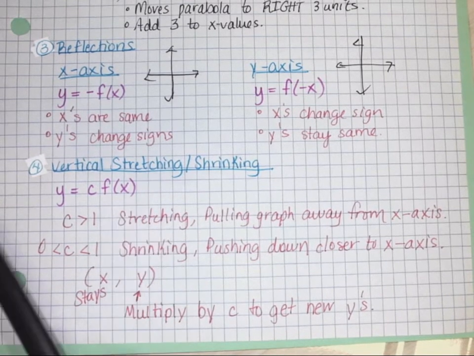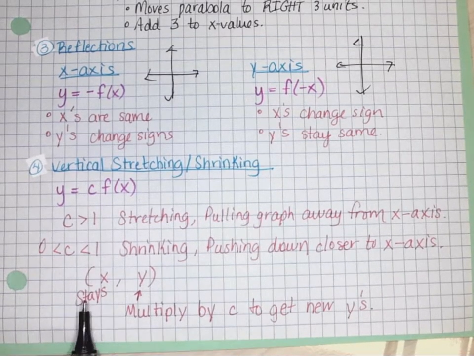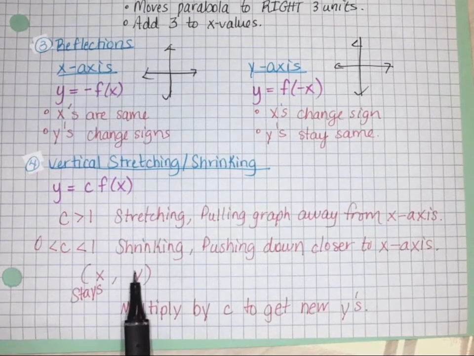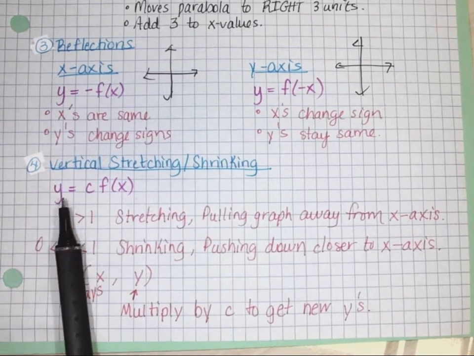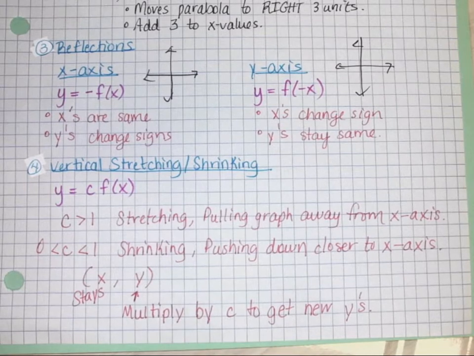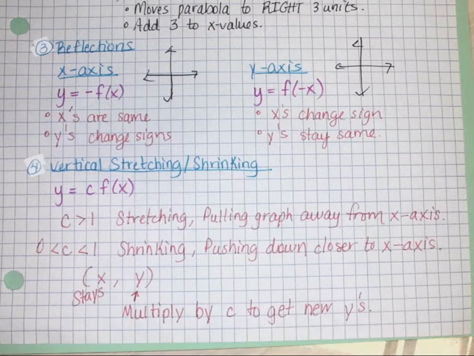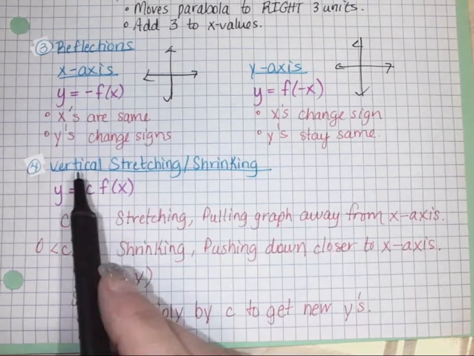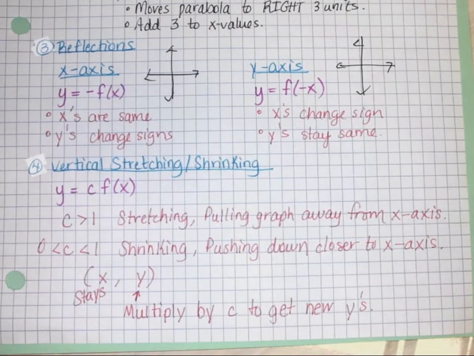In this case, since this is a vertical stretch or shrink, your x is going to stay the same, but you multiply your y coordinates by that number to get your new y's. So if this is 1/2, I'm going to multiply my y's by 1/2, or take half of them. If this number is 3, I'm going to multiply by 3. If this was a -3, you would only have to worry about the 3 because the negative sign gets taken into account when you do reflections.